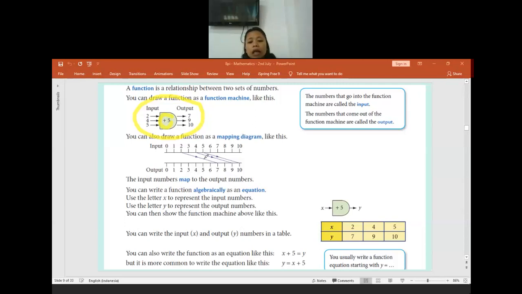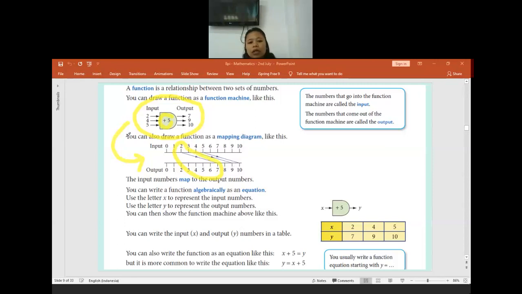These are the numbers on the number line. It will be up to you. You don't always have to start with 0 and end with 10. You can try any other numbers. It is up to you what numbers you want to write for the mapping diagram, as long as you connect the number 2 here with the number 7. Why do I have to connect 2 with 7? Because this is based on the function machine that I have. If I have the input 2, my output is 7. That's why I have to connect 2 with 7. Number 4, I connect with 9, and number 5, I connect to 10.